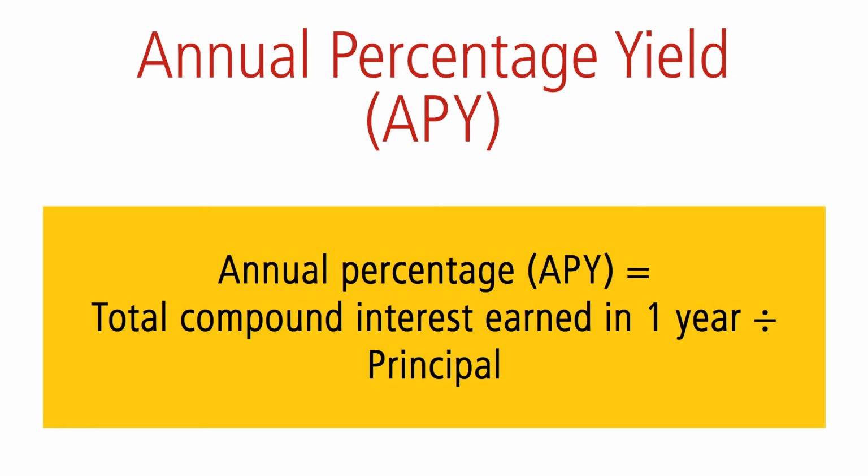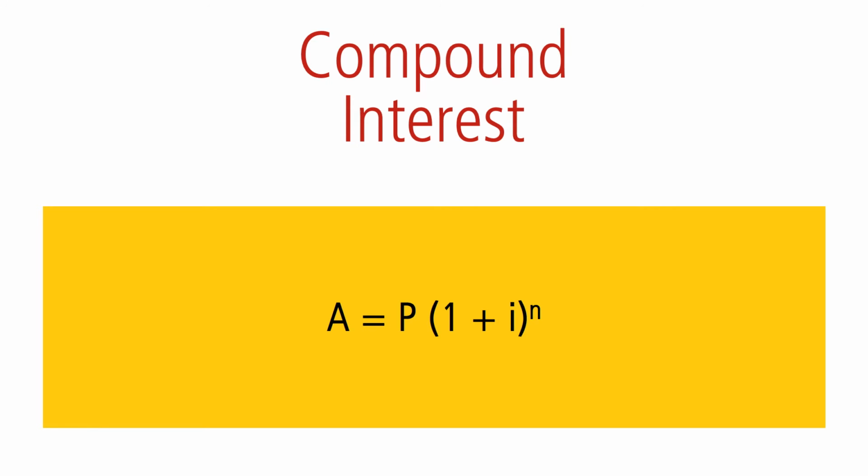So your annual percentage yield, or APY, is equal to the total compound interest earned in 1 year divided by the principal. If your calculator has an exponential function key, y^x, you can calculate the compound amount of an investment by using the compound interest formula here.